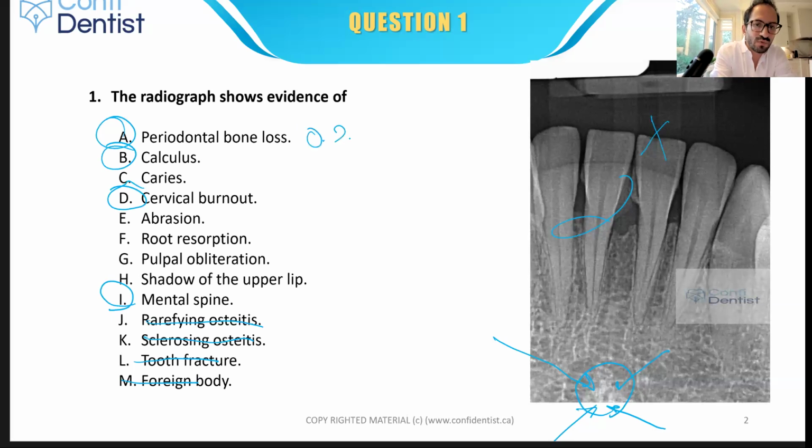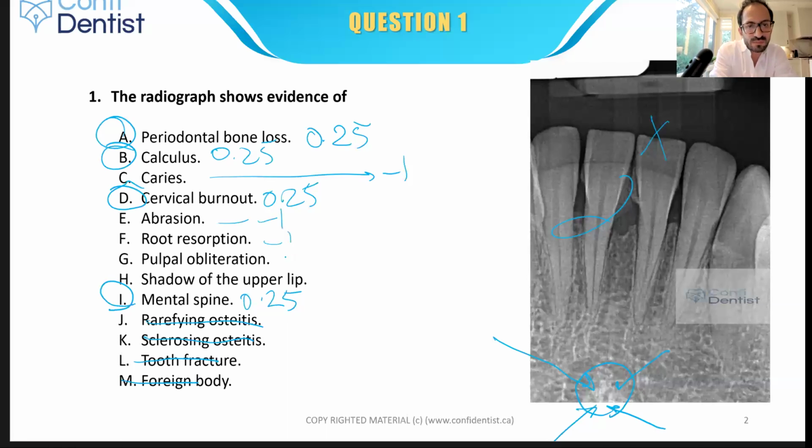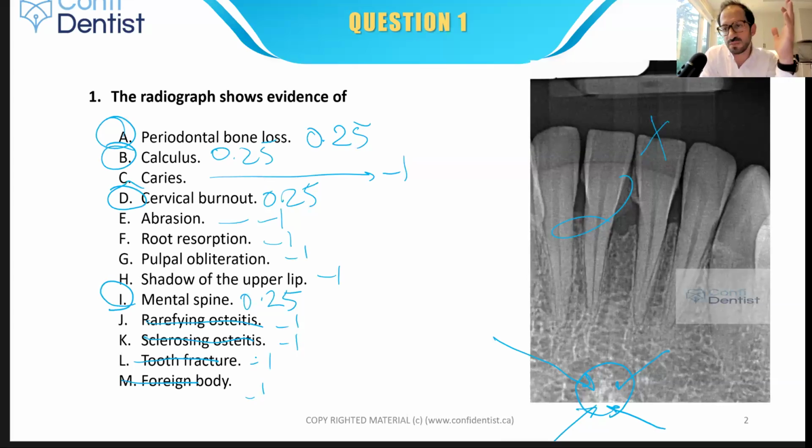For each, you get 0.25. And if you select any other options, all the other options are -1, so it makes your question 0. So if you get a score like 0.75, that would be a good score for a question like this. 0.5 is not bad, but 0.75 is okay. It's considered not a very difficult question though.